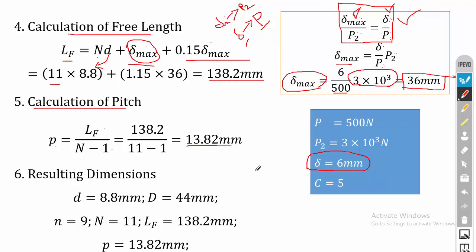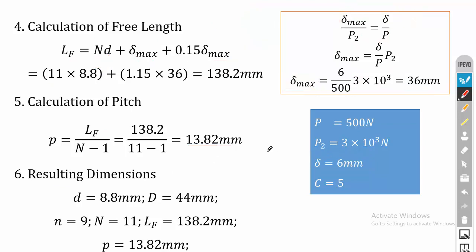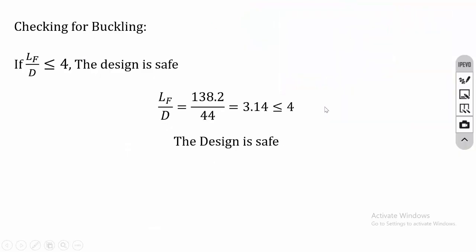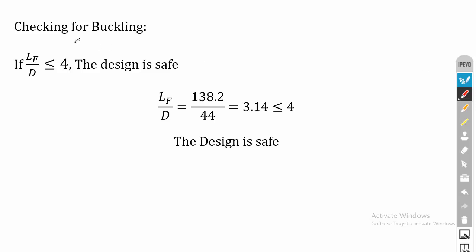After calculating all the dimensions, you can write the resulting dimensions. In the problem, one more thing is given: we have to check the buckling. For buckling checking, remember that if LF divided by capital D is less than or equal to 4, then the design is safe. If LF divided by D is greater than 4, then the design is not safe. Here LF is the free length and D is the coil diameter.